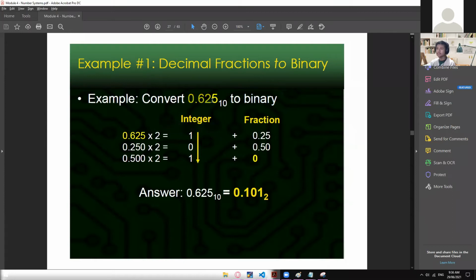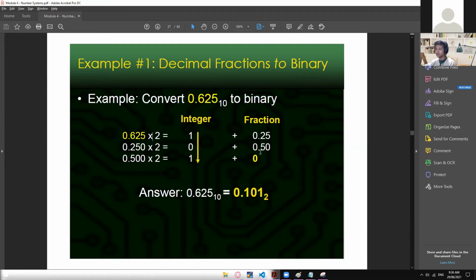So just get this one, 0.625 times 2, and then separate the results into two. The first one is the integer, and the other one is the fraction. So 0.625 times 2 is 1.25, so just separate them literally: 1 right here, and then 0.25 right here. The one that you need to get is the fraction part, not the integer one. So 0.25 times 2 will give us 0.5.